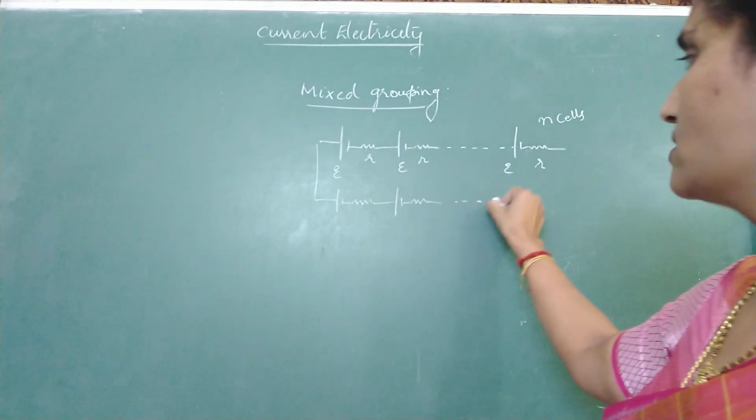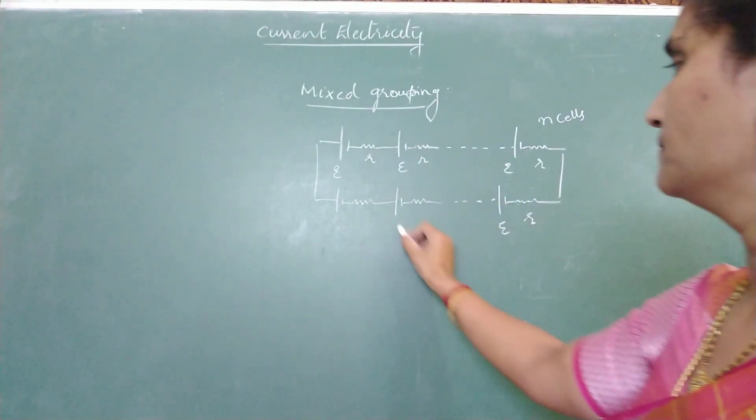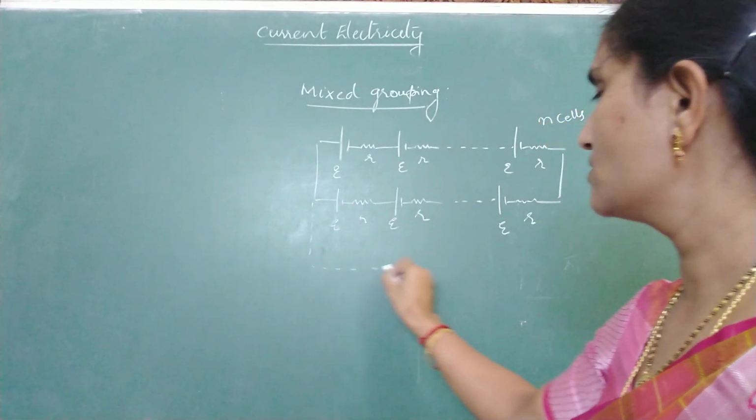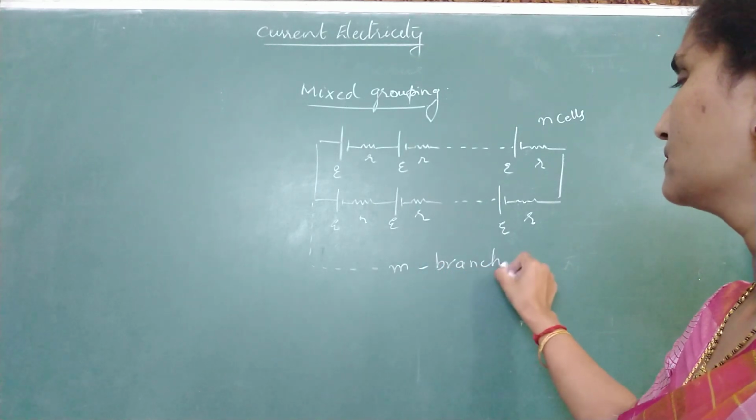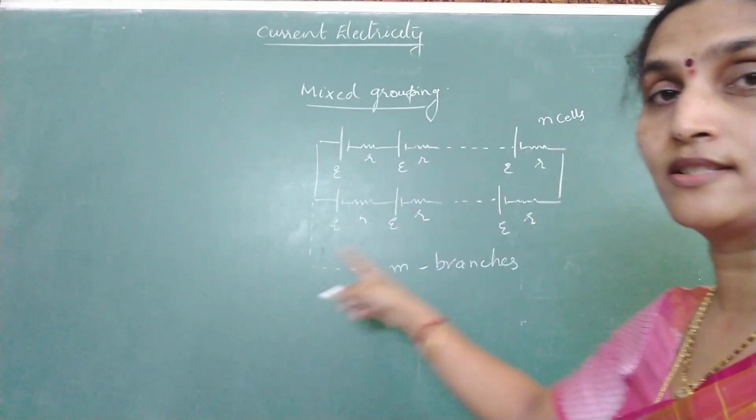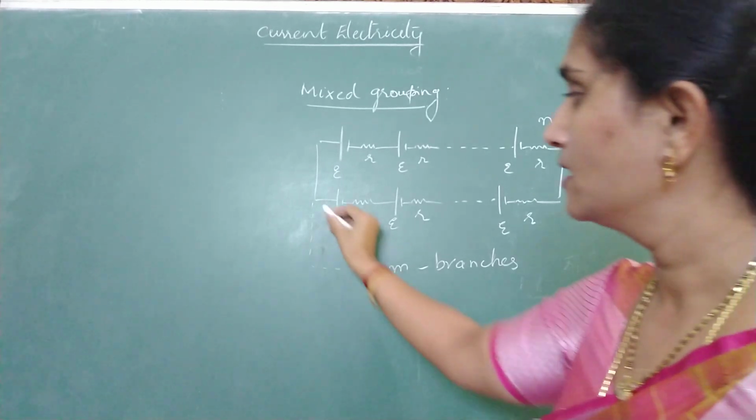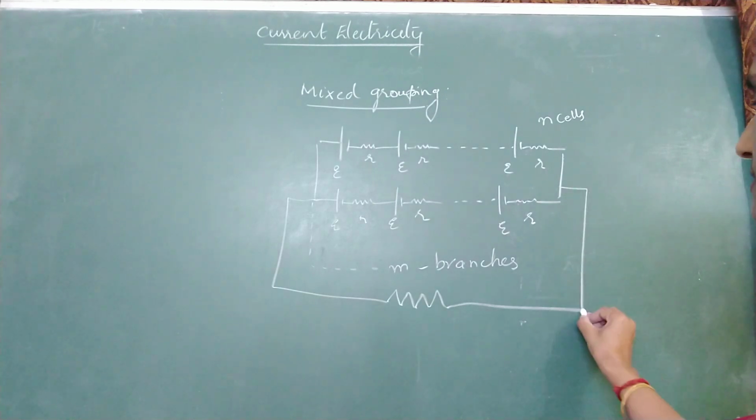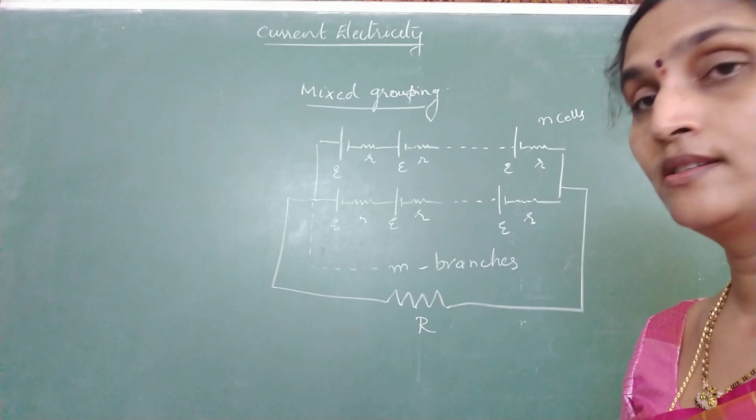See, in each branch I have n cells. How many such branches are we going to connect? M branches. So in the first branch we have a set of cells, second branch again a set of cells, third branch, like this. We go on up to M such branches. All of them are connected to an external resistance. Now tell me, how will you solve this question?